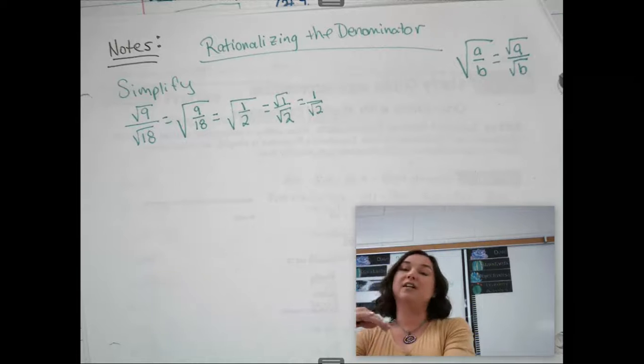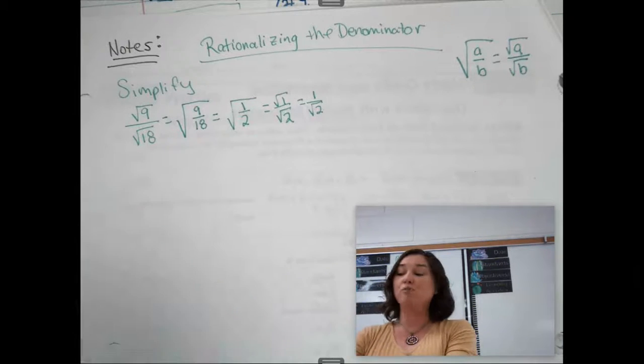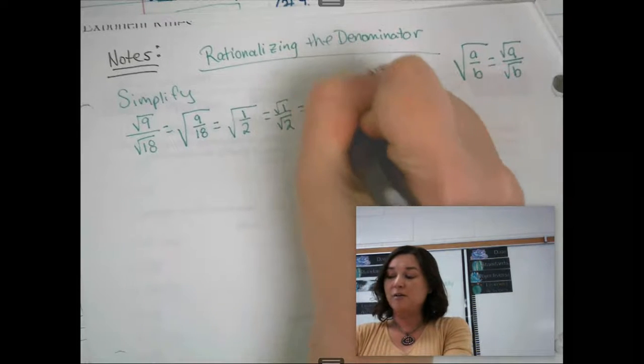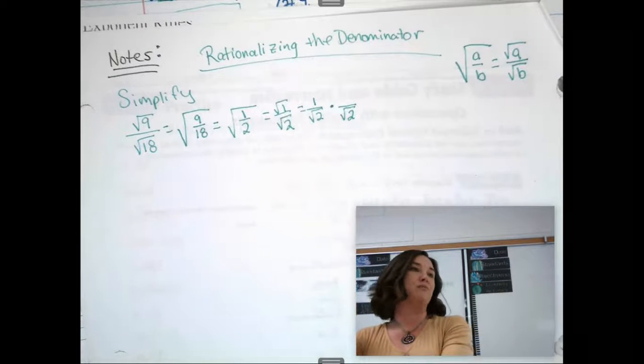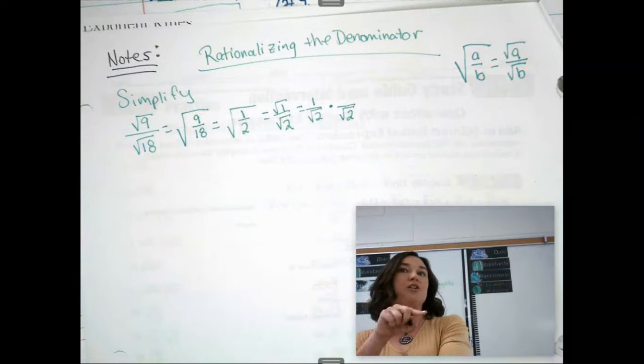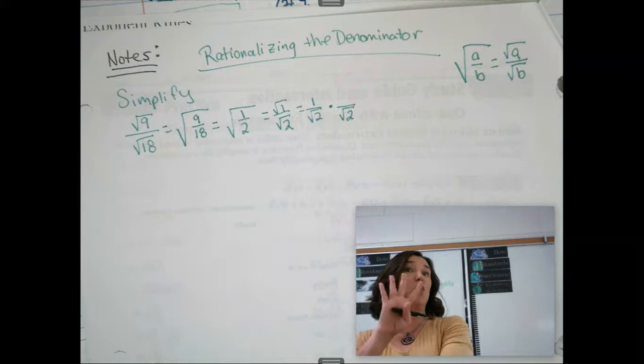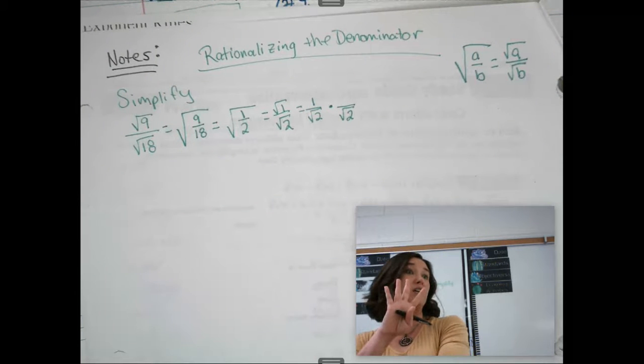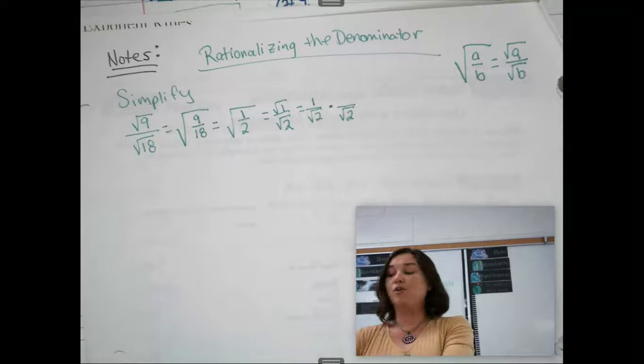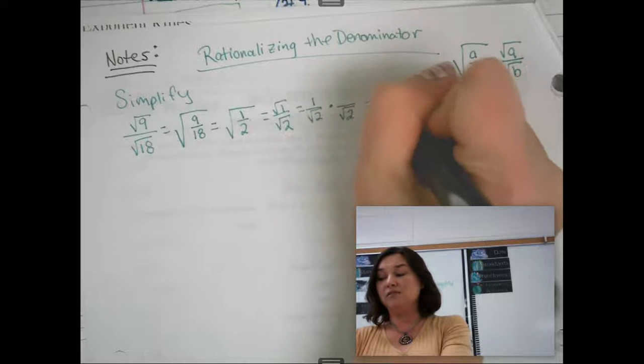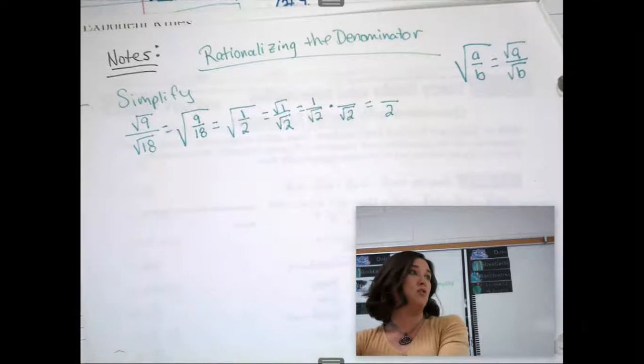And the way you get rid of it, if you've got a square root in the denominator, you multiply the denominator by that same square root. Because the square root of 2 times the square root of 2 is the square root of 4. And what's the square root of 4? 2. So on this bottom, I'm going to get 2. The square root of 2 times the square root of 2 is 2.